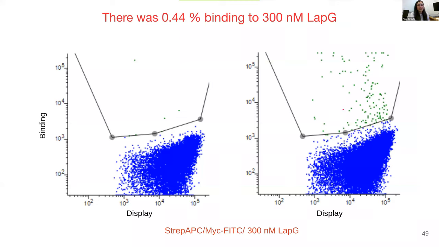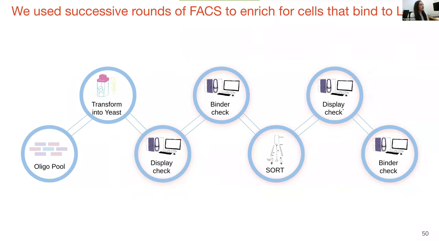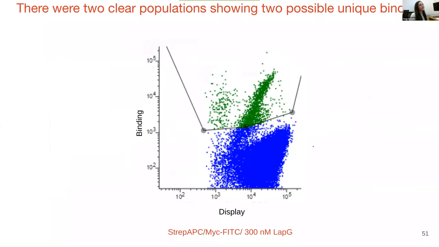So then after this, we went through successive rounds of FACS to enrich for the cells that were showing display and binders for LabG. I actually went through this process about three times. And after I kept going through all of this, I saw this, again looking at display and binding. We can clearly see two striations where we, at this point, assume that we have two individual, unique binders to LabG. So after this, I sorted on these cells.